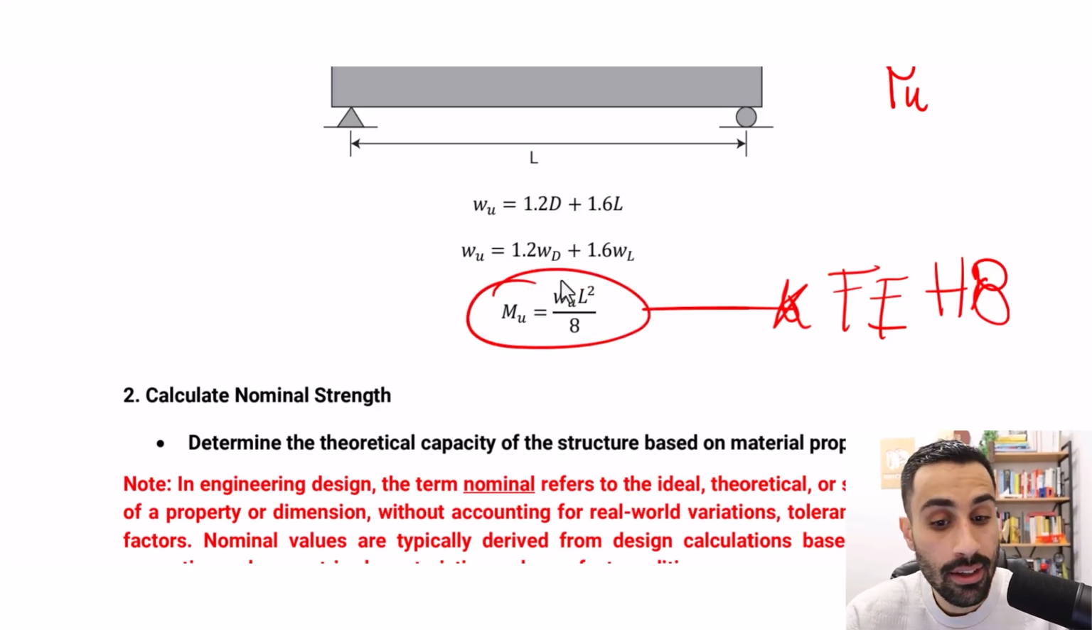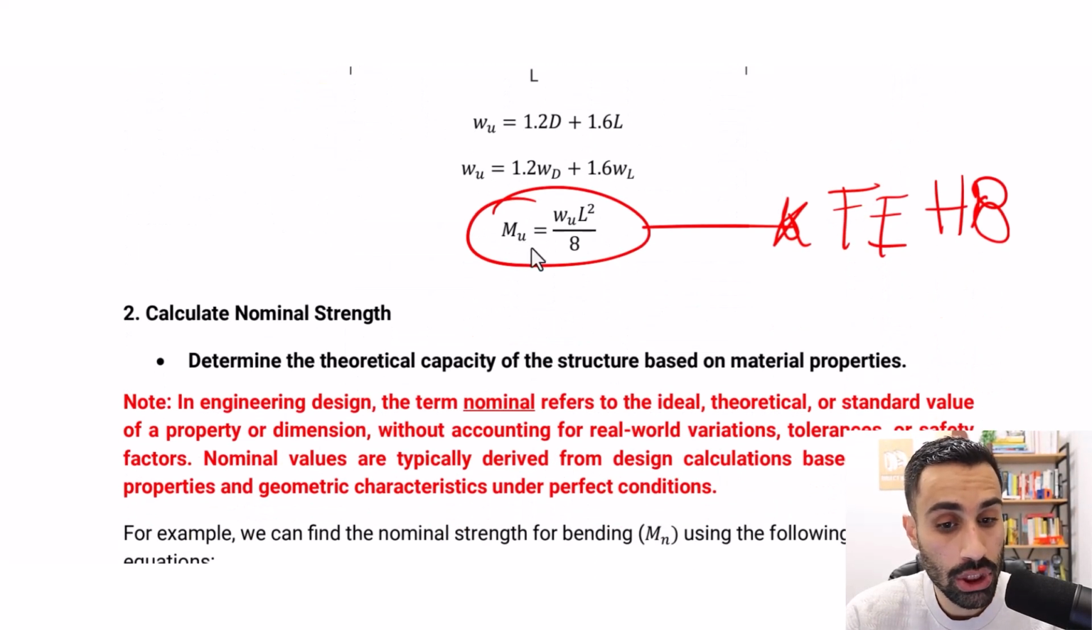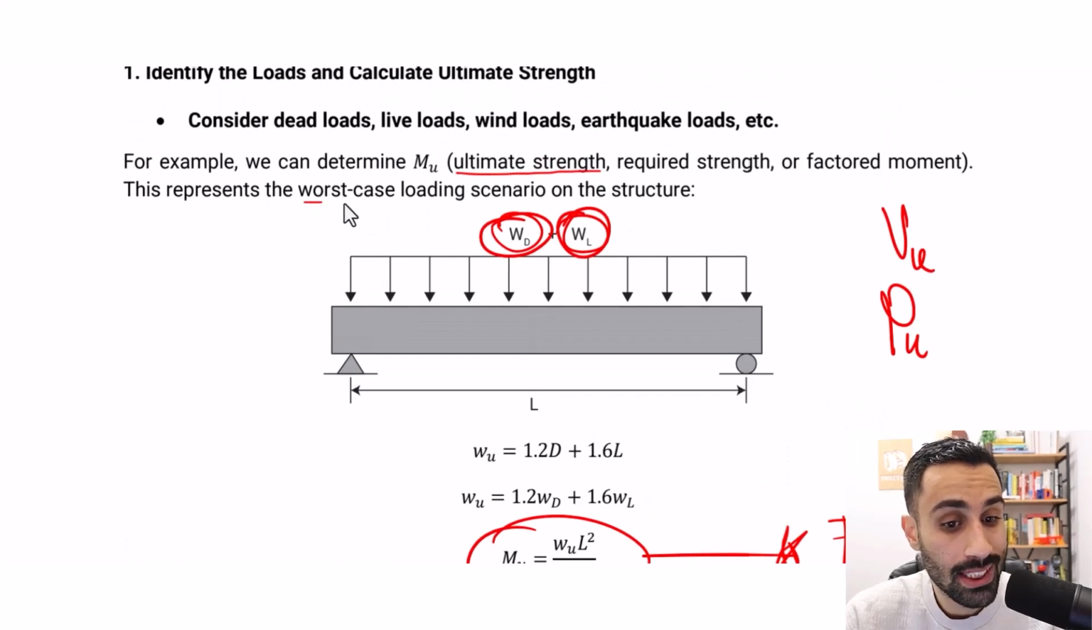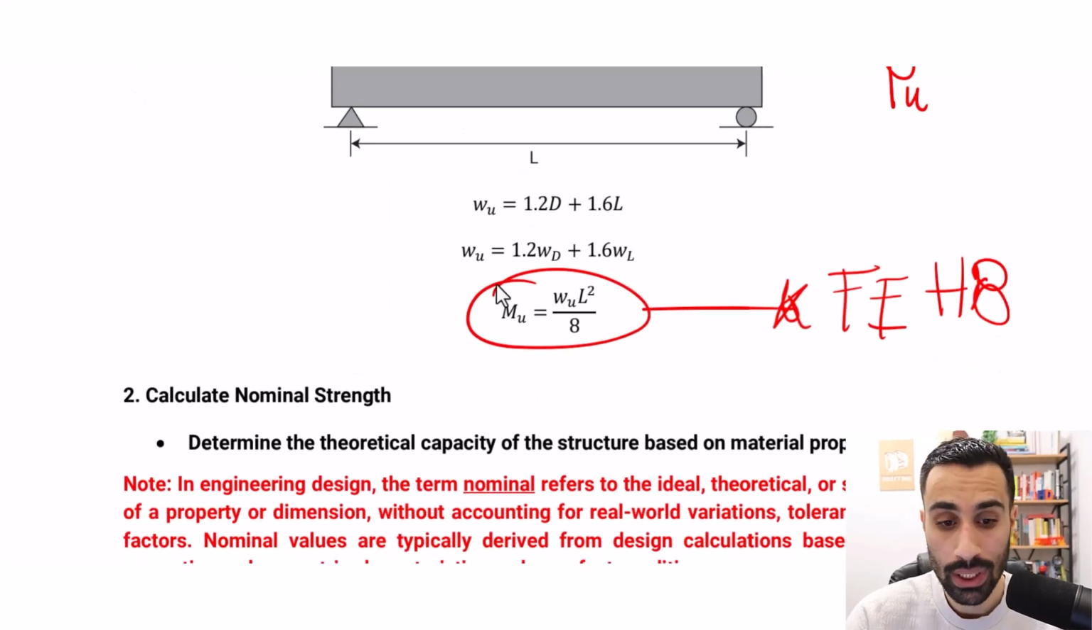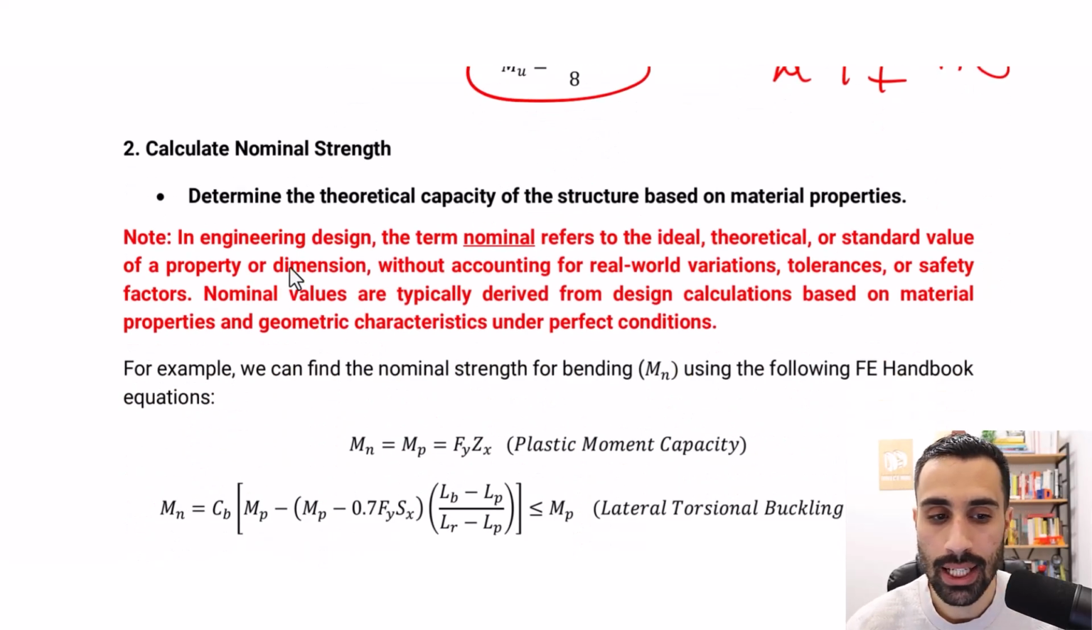And we get here now, looking at the moment, the ultimate strength. So this is the ultimate strength that we just calculated. This represents the worst case strength loading scenario on the structure. That's step one. Get the ultimate strength and consider the load combinations always. Then step two is calculate the nominal strength. Nominal strength. Determine the theoretical capacity, theoretical strength of the structure based on the material properties.